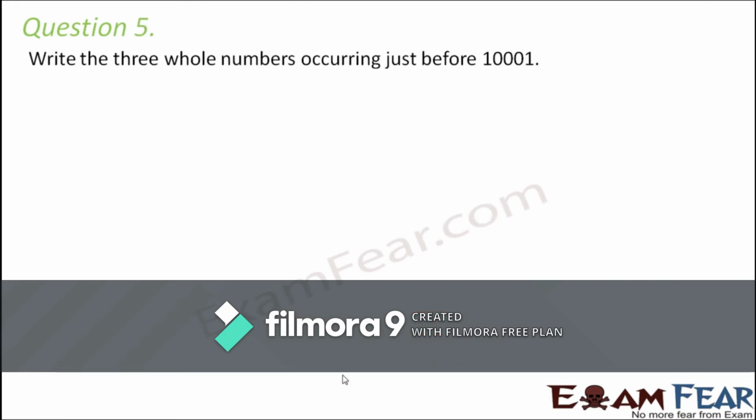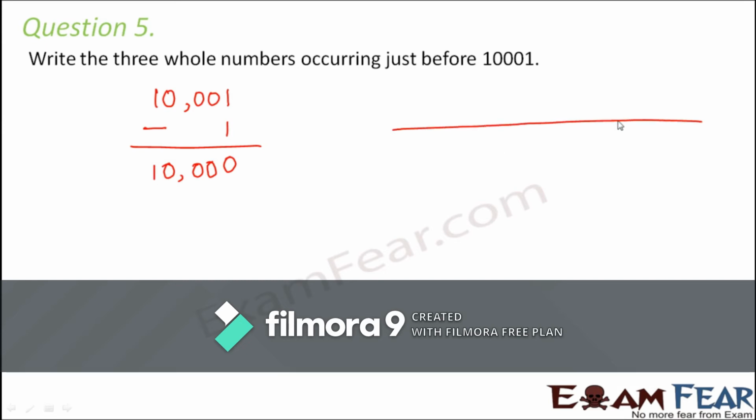Question number 5. Write the three whole numbers occurring just before 10001, which is nothing but 10,001. So this is the number that is given. So we have to find out the number which occurs just before this. So let us subtract 1. So when you subtract 1, you get 10,000. So 10,000 will lie just before 10,001.